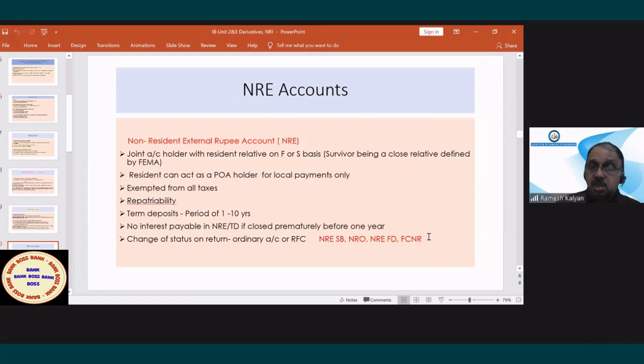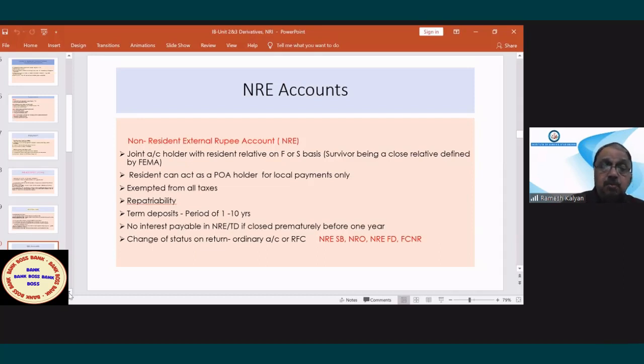When he becomes resident Indian, the Reserve Bank of India rule says all his existing accounts which were running as non-resident will be turned to resident. So his NRO account becomes ordinary SB, NRE SB becomes ordinary SB, NRE FD becomes ordinary FD, except one exception, FCNR. FCNR is the only account that is permitted to continue for the remaining period. All other accounts will be immediately changed. That will be the question they ask.